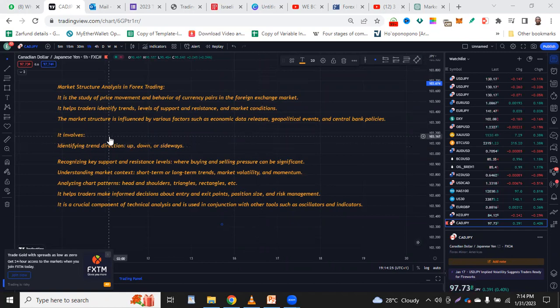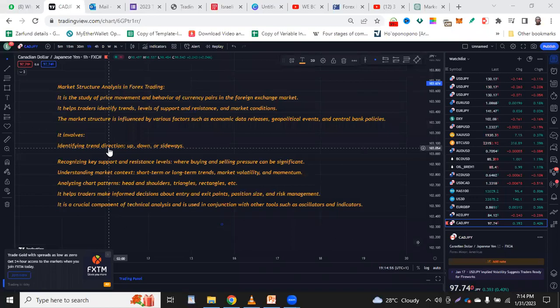Okay, so it involves identifying trend direction, up or down or sideways. We talked about trend the other day. We said we have uptrend, we have downtrend, and when we have a sideways trend, otherwise known as a ranging market. Okay, so whenever you're identifying or studying a trend, you are looking at what is the direction of the market based on the structure that's forming in the market. What is this market doing?